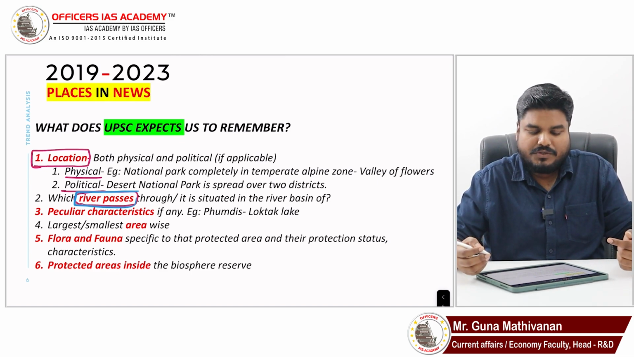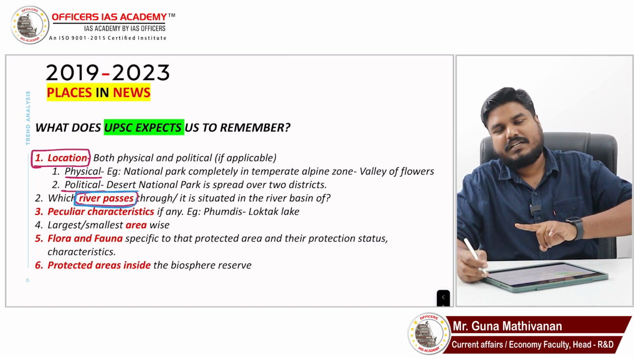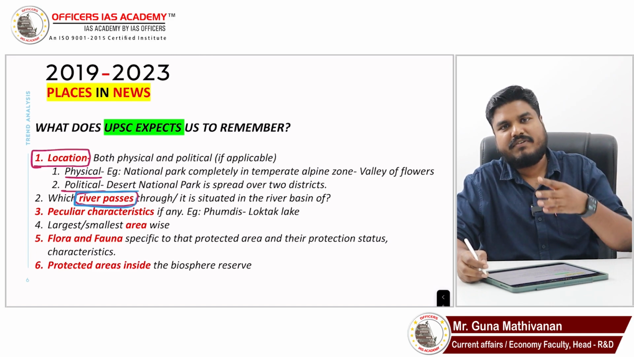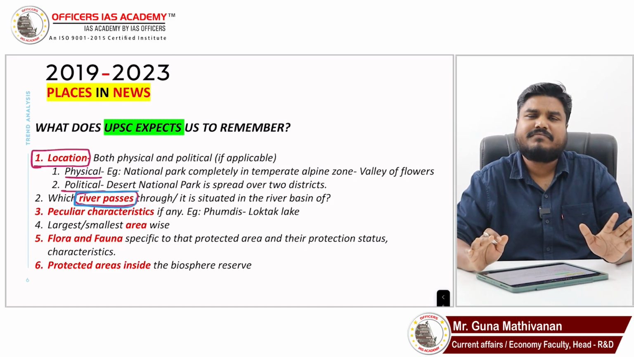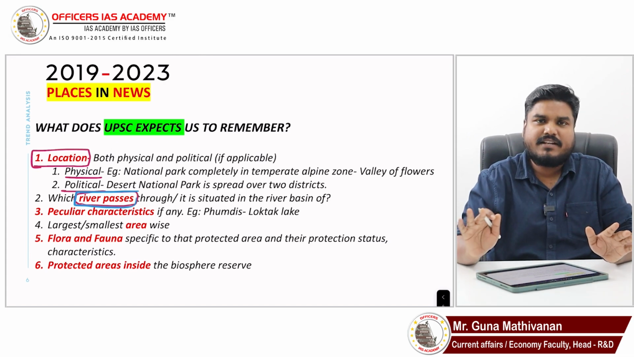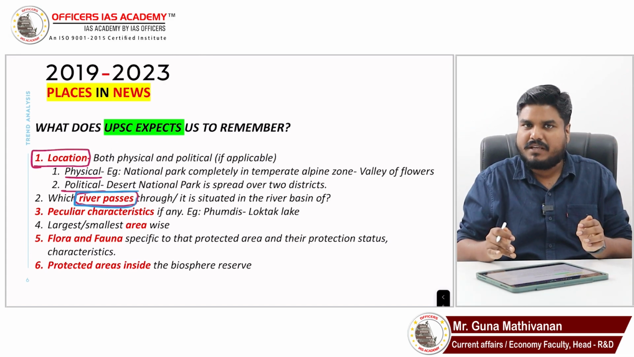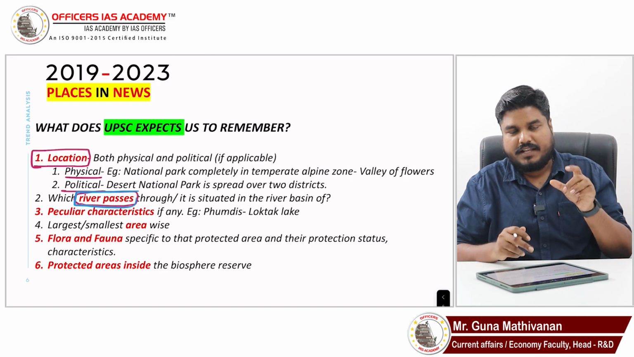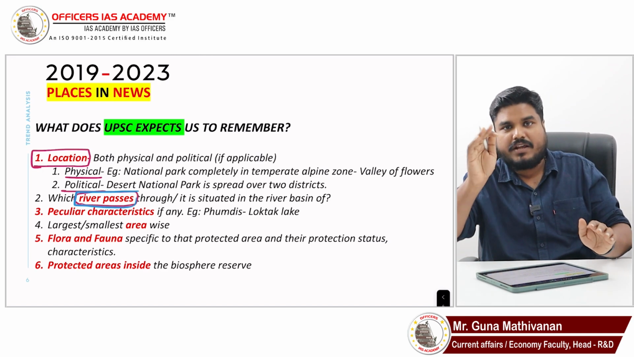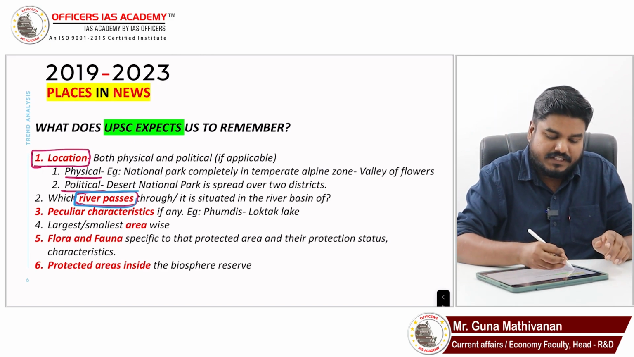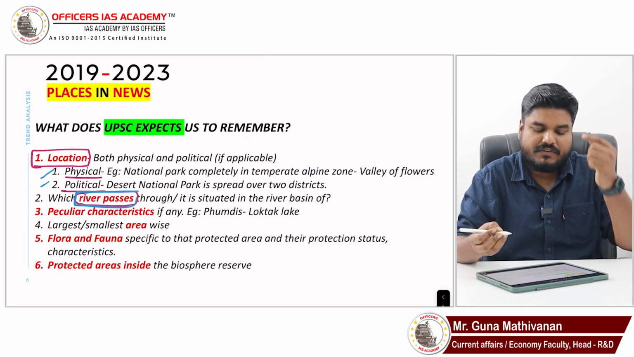And also remember, you focus only on those national parks, wildlife sanctuaries, tiger reserves, wetlands which come in the newspaper. Don't read anything else. I'm telling you, whatever comes in the newspaper, only those you take. And from this prism, you make notes. Right? So physical, political.